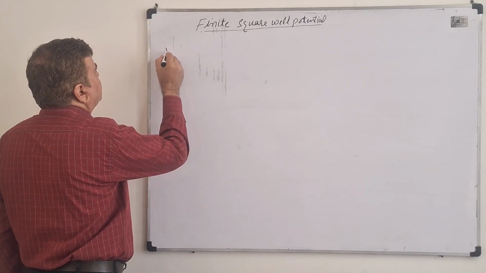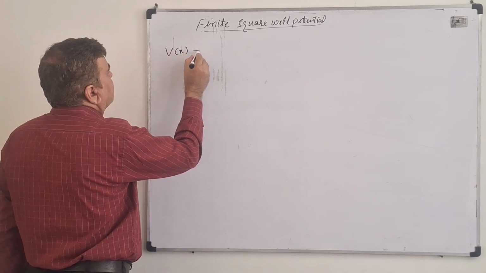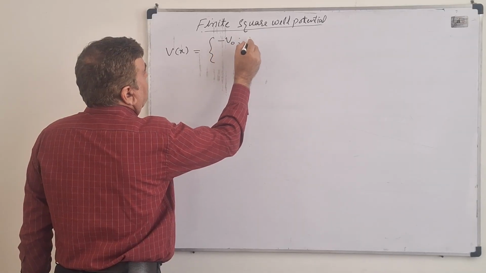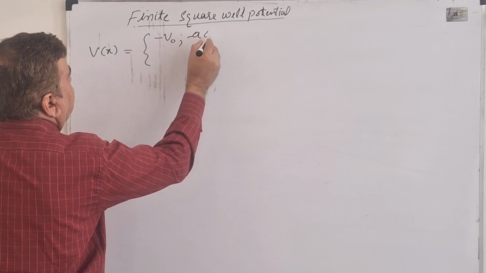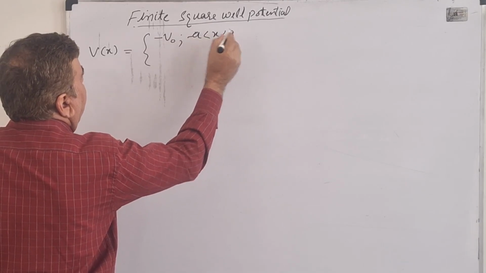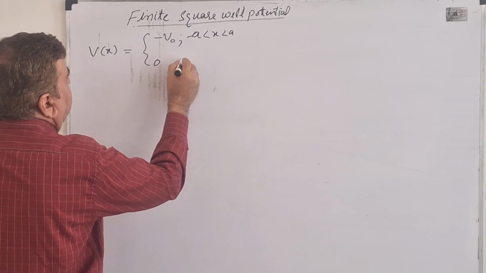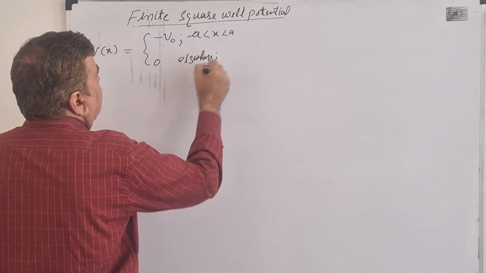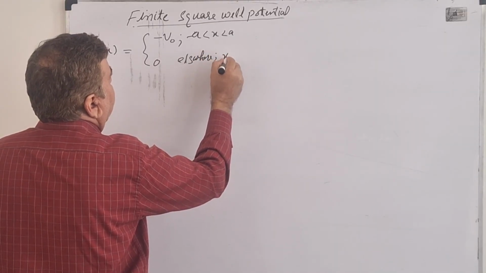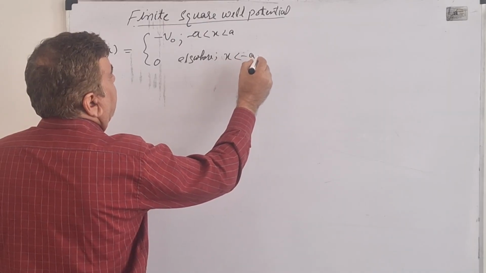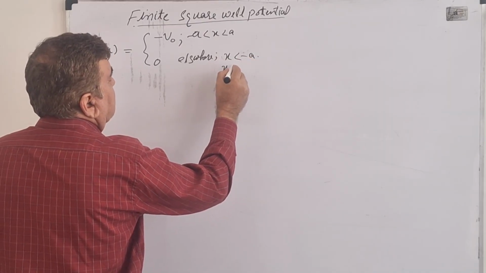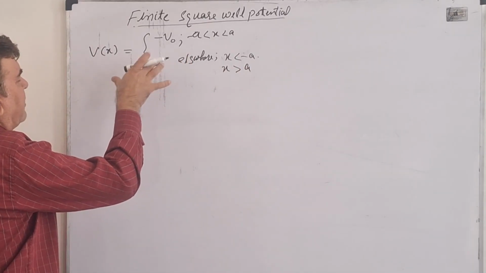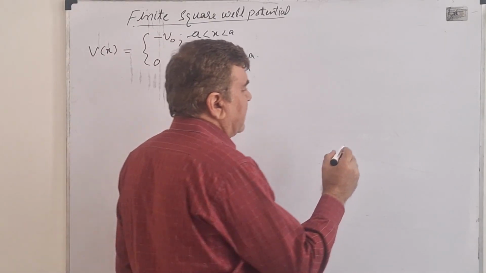A finite square well potential is written V(x) in the form of this conditional statement: minus V naught for minus a less than x less than a, and then 0 elsewhere. Elsewhere means it is 0 for x less than minus a and x greater than a. And if I want to represent the geometry of this potential, it would go something like this.